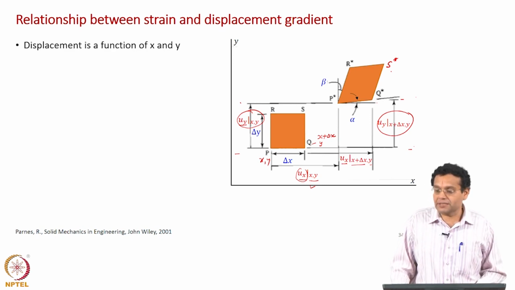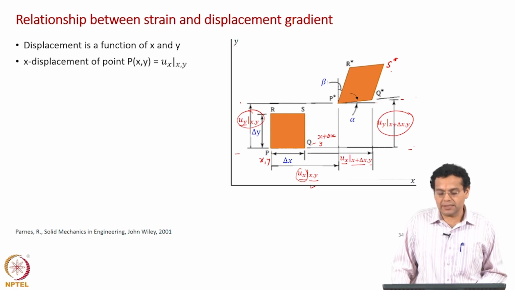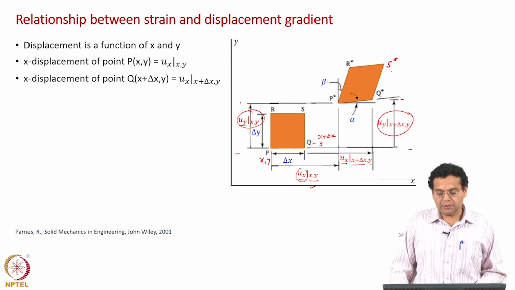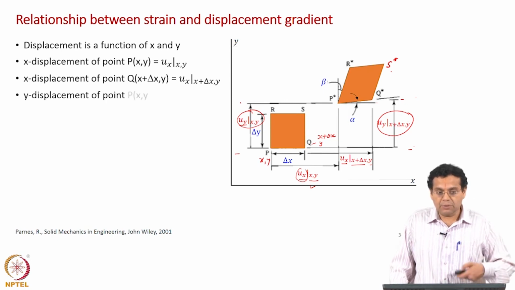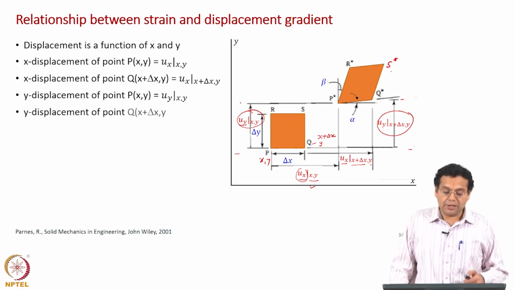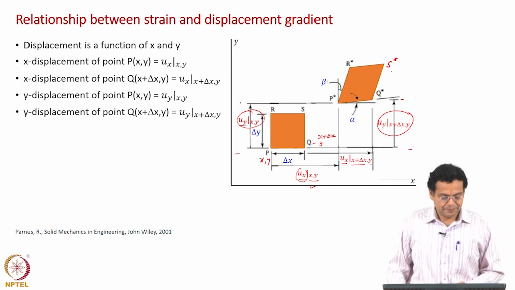Displacement as a function of x and y. X displacement of point P at (x, y) is equal to u_x evaluated at (x, y). X displacement of point Q, which is at (x plus delta x, y), is u_x evaluated at (x plus delta x, y). Now, y displacement of point P is u_y evaluated at (x, y). Y displacement of point Q, which is a little away along the x axis, is u_y evaluated at (x plus delta x, y).